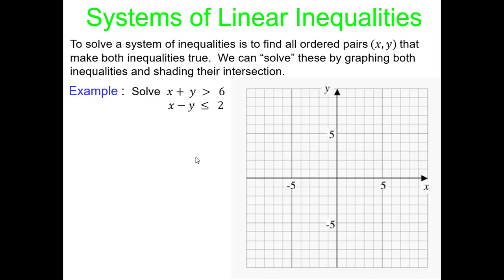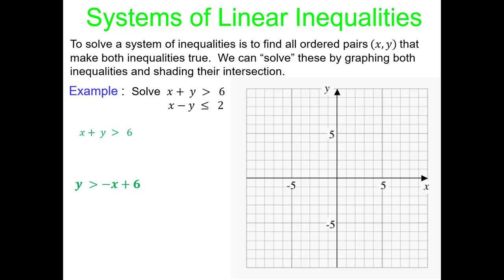And really the best way, and the only way really, to solve these systems of inequalities is by graphing both inequalities and then shading. So let's start off by just graphing the first inequality. We're going to subtract x from both sides to put it in slope-intercept form, and now graph.